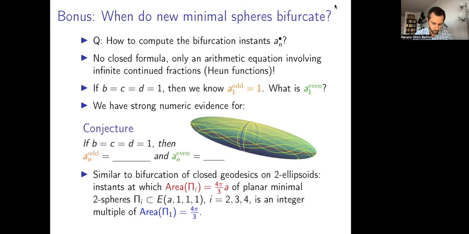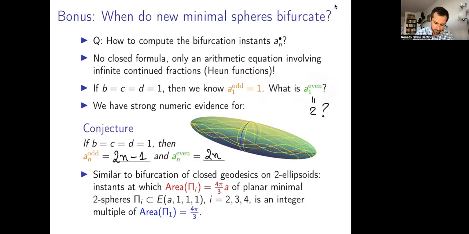So we mention this in the appendix of the paper. It's a very interesting arithmetic problem. And even though we can't solve it, we have some numeric evidence that indicates that, for example, if I set all the other semi-axes to be equal to 1, so b, c, and d equal to 1, again, remember, we know this is 1 because that's a round sphere. We have very strong evidence that all the other ones are integers again. That, for example, even the second one, we don't know what it is, but we have very strong evidence that it's equal to 2. Namely, we conjecture that the nth odd instant is 2n minus 1, and the nth even instant is 2n in this case.